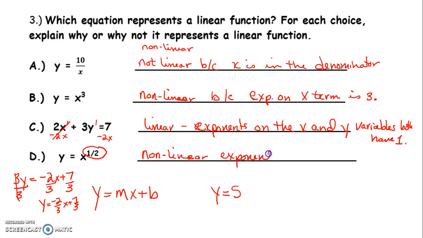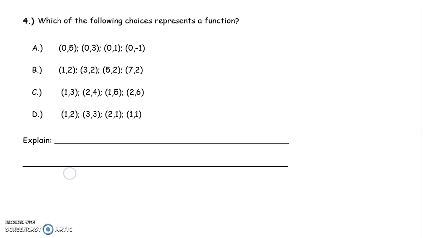Exponent on the x variable is 1/2. It would have to be a 0 or a 1 in order for it to be linear when you have the exponent on the y being a 1. So that's a quick little review of linear versus nonlinear. Let's see what the next question looks like.